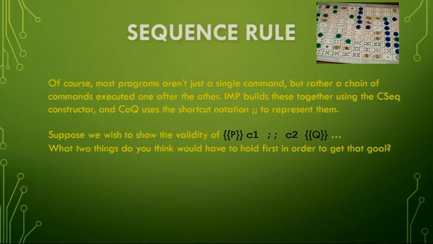If we want to show the validity of this triple, we know we started in state P, we run code snippet C1 immediately followed by code snippet C2, and we end up in Q. If we want to establish this, what two things would have to hold? I want a rule that lets me conclude something about the sequence. What hypotheses am I going to need? Let me break it down a little more: something just about C1 and something just about C2.